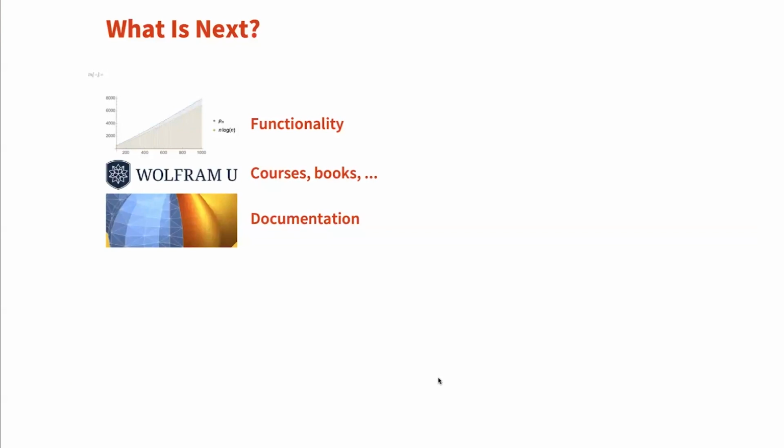Okay, so here we very briefly talked about the functions in the Wolfram Language and its capabilities in number theory. What's next in our plans for number theory? Of course, functionality: adding new functions and improving what we have. We're now working on a course and a book about number theory that's coming shortly, and of course the documentation. We always improve our documentation.